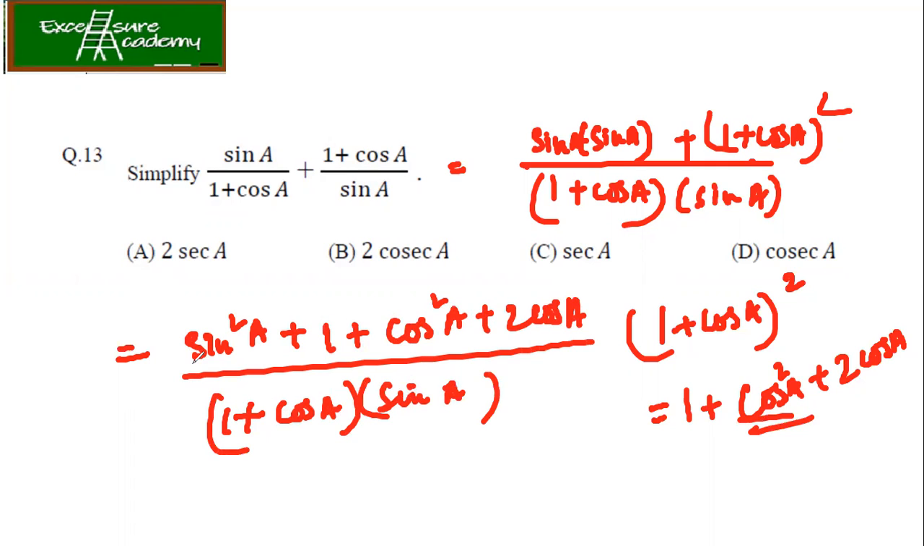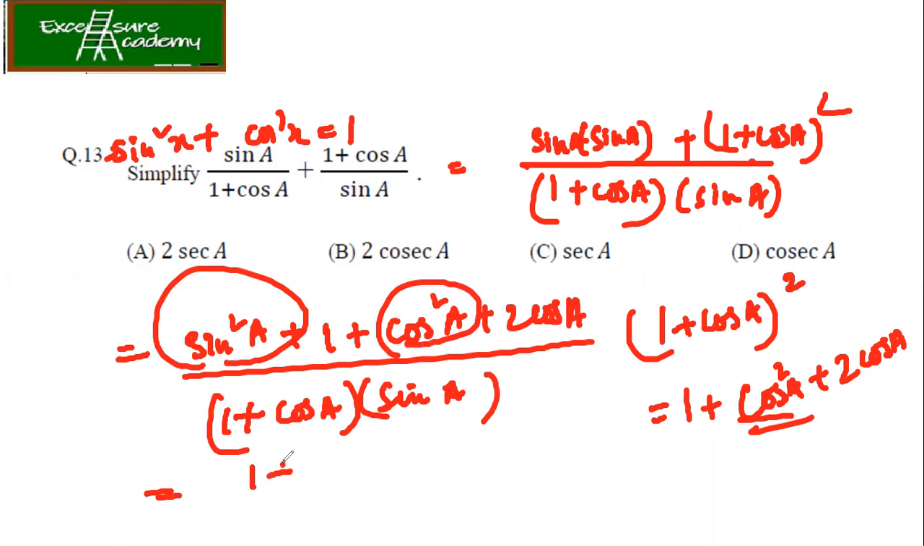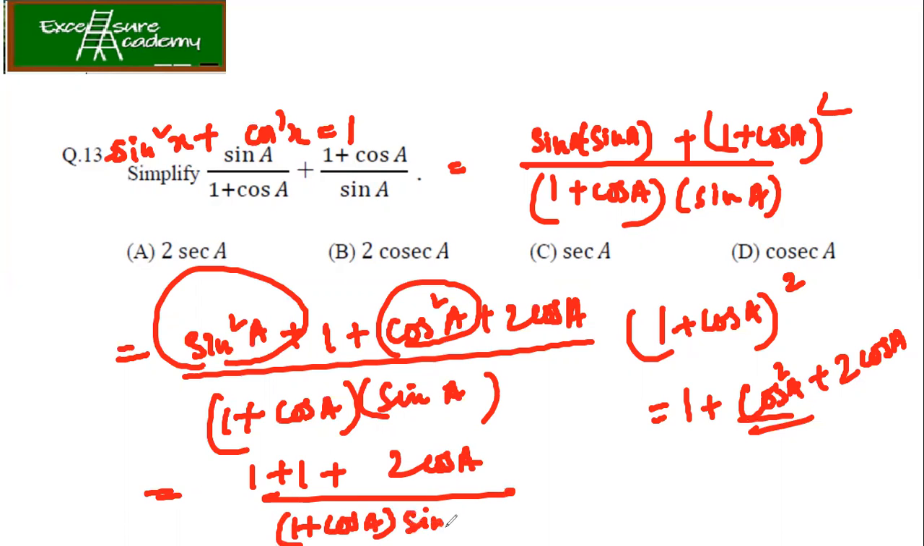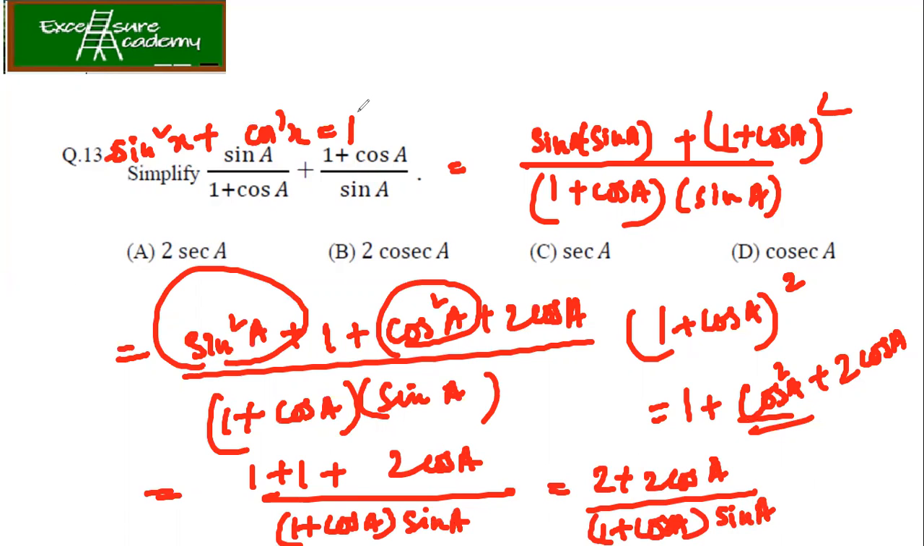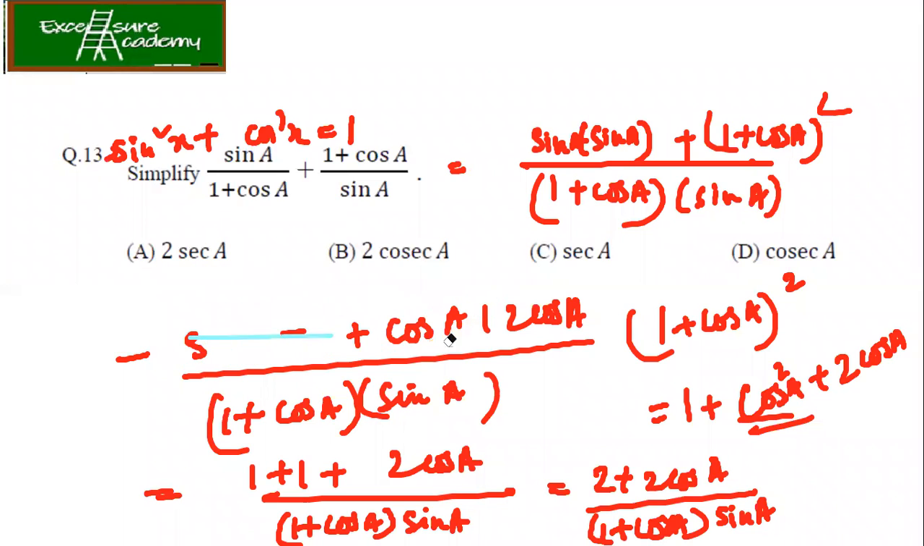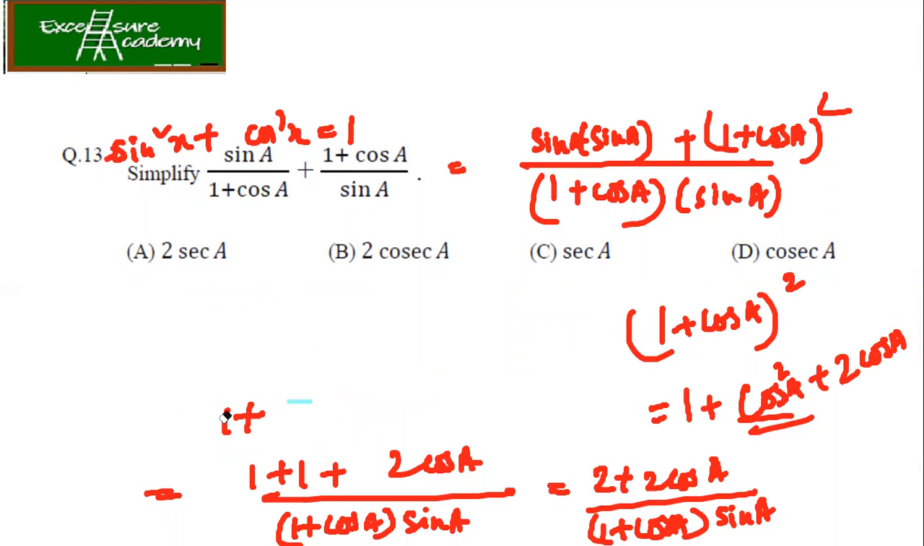We also know that sin square x plus cos square x is equal to 1. So we can take this value and this value, and this becomes 1 plus 1 plus 2 cos A divided by 1 plus cos A times sin A. This can be written as 2 plus 2 cos A by 1 plus cos A times sin A.